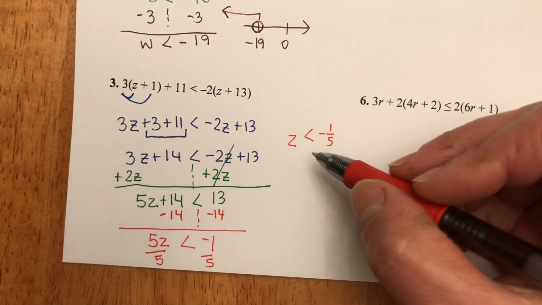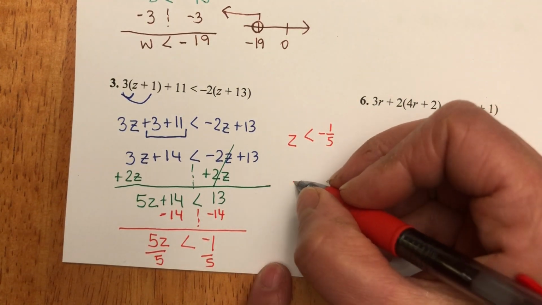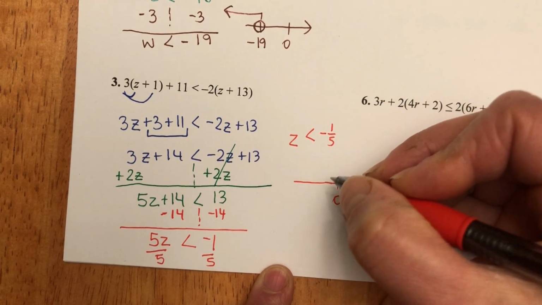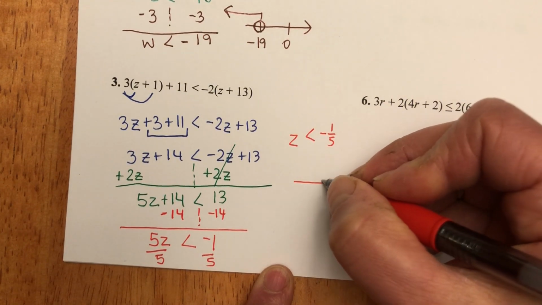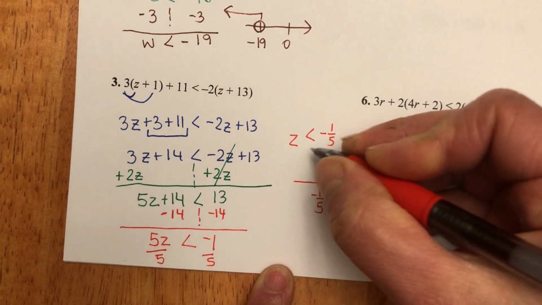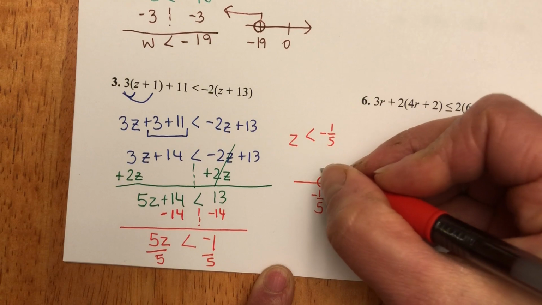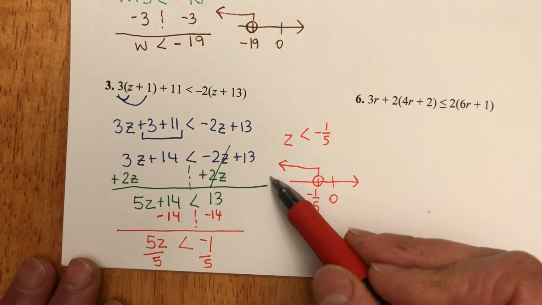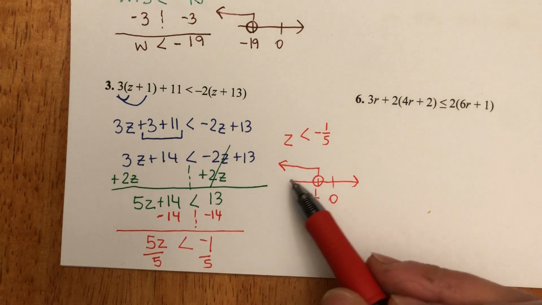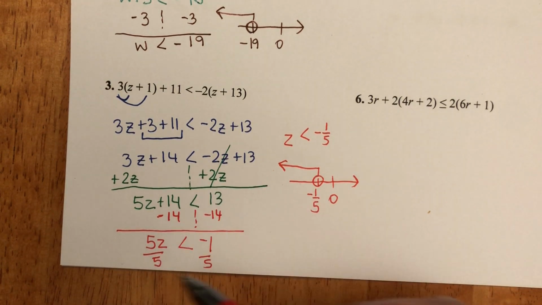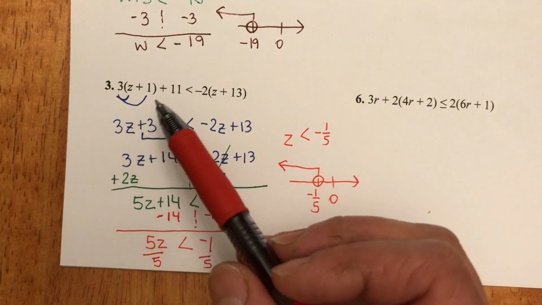If you think about this, any number that is less than -1/5 works. 0 is somewhere here, negative 1/5 let's put somewhere here. Open circle because it's just less than, and the arrow is pointing this way. Any number from here, so -1, -2, -3, any fraction in between would be a number that would work for this inequality.